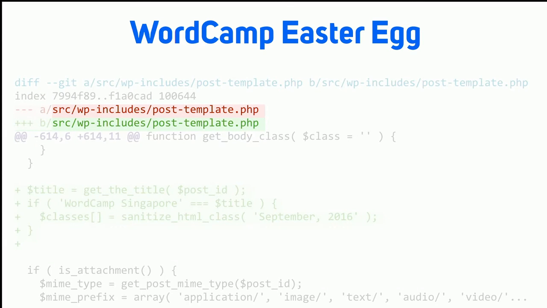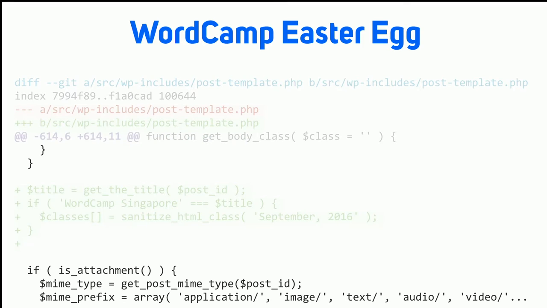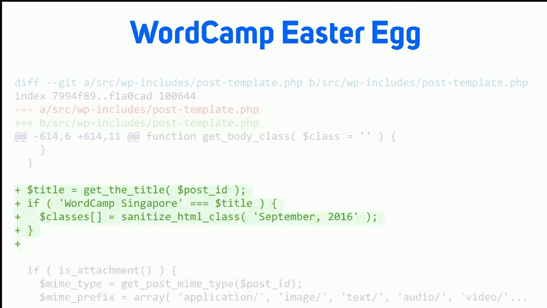First of all, we can see the file that is being modified. We can see the function that we're making the changes to and the lines of code either side of the changes that we are making. And finally, we can see the code changes that we want to introduce to WordPress core.